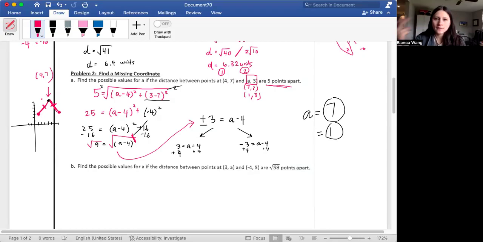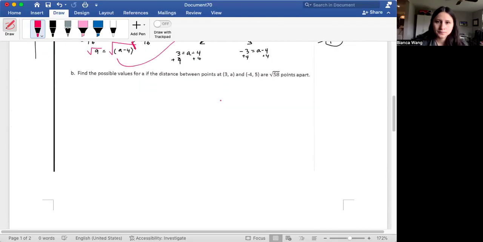What's going on visually? Does this make sense? Do these two separate points that I've found the x coordinate of look like they're equal to the point that's given to me, 4, 7? If they don't look the same, then you might have done something wrong. You want to go check it.